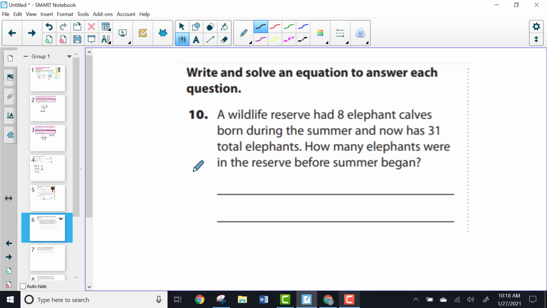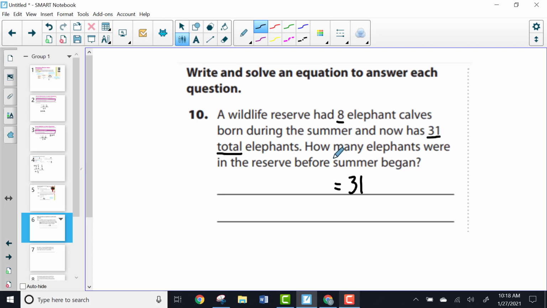Okay, now for number 10, it says a wildlife reserve has 8 elephant calves born during the summer and now has 31 total elephants. Okay, so think about that total. How many elephants were in the reserve before summer began? So again, 31 total elephants. So right away we see that something is going to be equal to 31. Now we know that they had 8 calf elephants born during the summer.